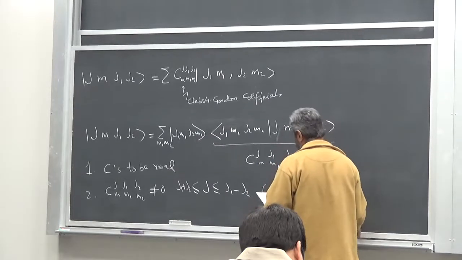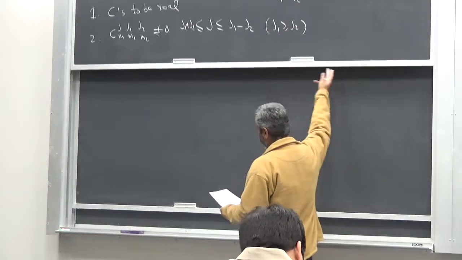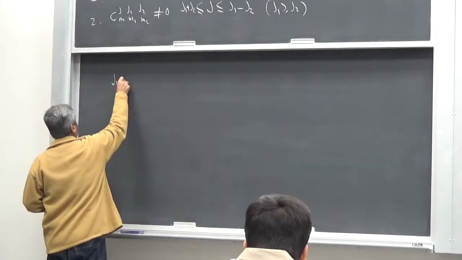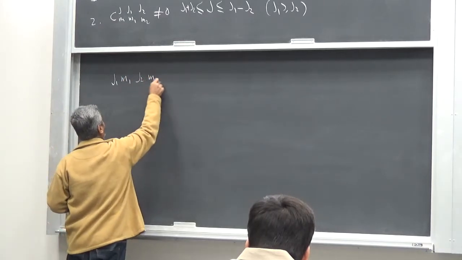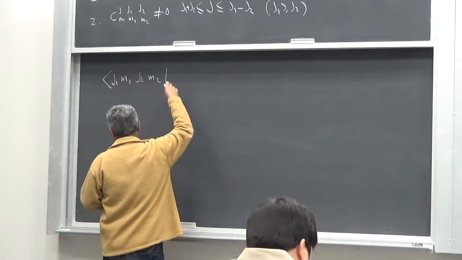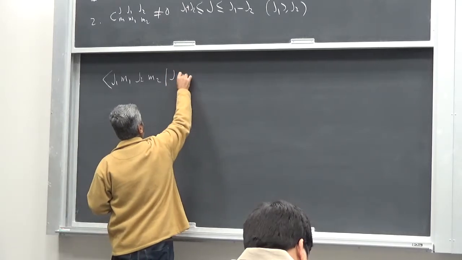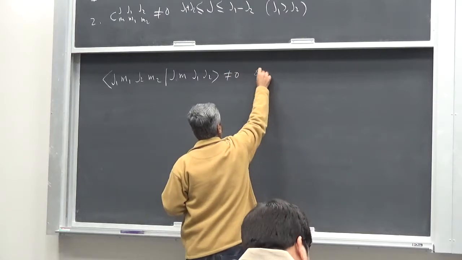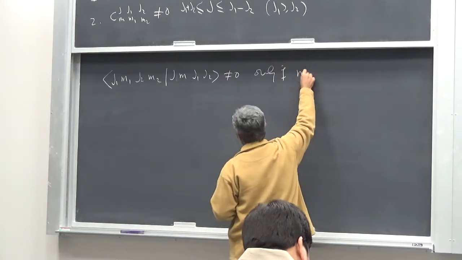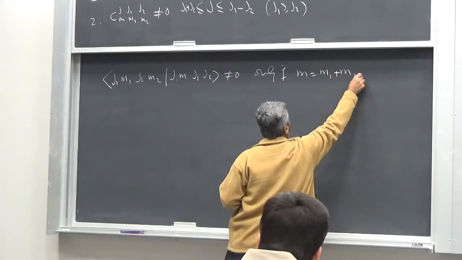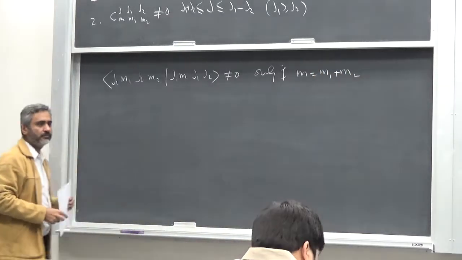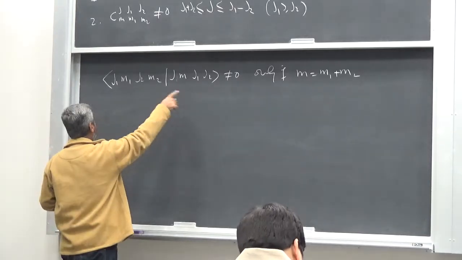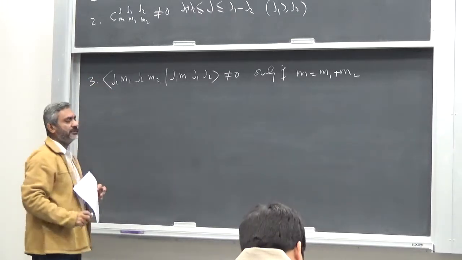Then, J1, M1, J2, M2 with JM, J1, J2, this is non-zero only if M is equal to M1 plus M2. Okay. How can we show this? This is not difficult to show.